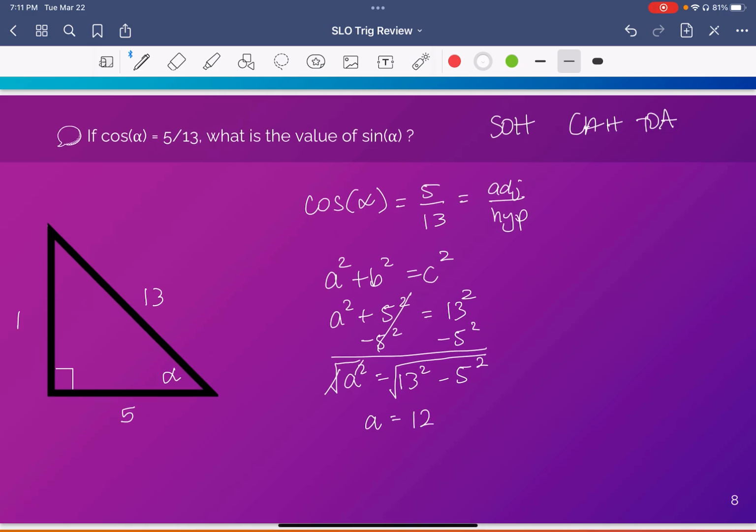So I'll put that on my triangle. And then now we can figure out that sine of alpha is opposite, which is 12, over the hypotenuse, which we know is 13. And they did not say find alpha, they just said find sine of alpha, so you will leave your answer as a fraction, as a ratio of the triangle.